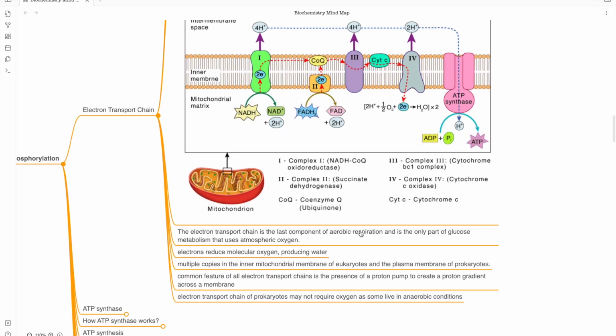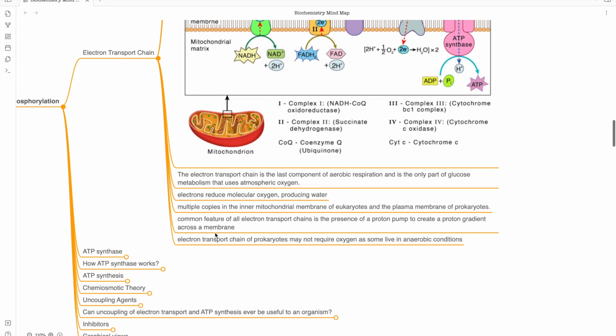Now let's see what the other points are. It says the electron transport chain is the last component of aerobic respiration, and is the only part of glucose metabolism that uses atmospheric oxygen. I think this is now clear to all of you. Electrons reduce molecular oxygen, producing water. Yes, absolutely true. There are multiple copies in the inner mitochondrial membrane of eukaryotes and the plasma membrane of prokaryotes.